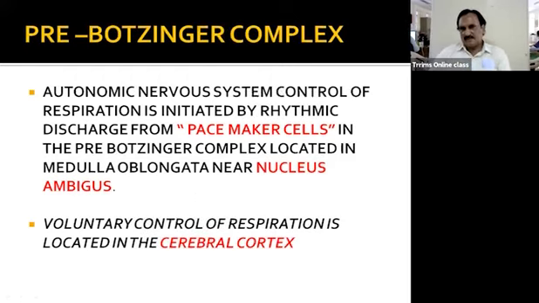Voluntary control of respiration is located in the cerebral cortex. Each and every word mentioned here is very important. The voluntary control of respiration is located in the cerebral cortex. I have shown you the diagram of the body representation in the cerebral cortex. So the particular area will be stimulated, and that stimulation will result in the contraction of the external intercostal muscles and internal intercostal muscles during the act of inspiration.